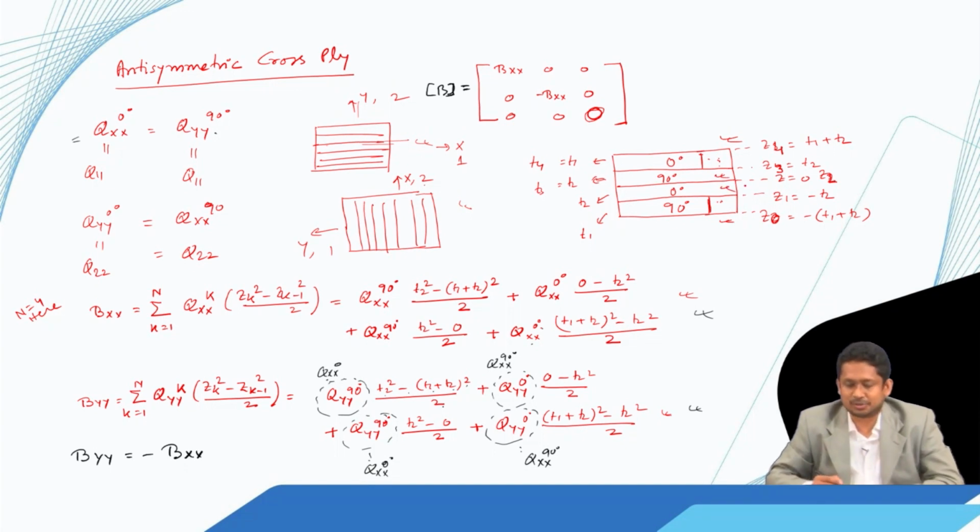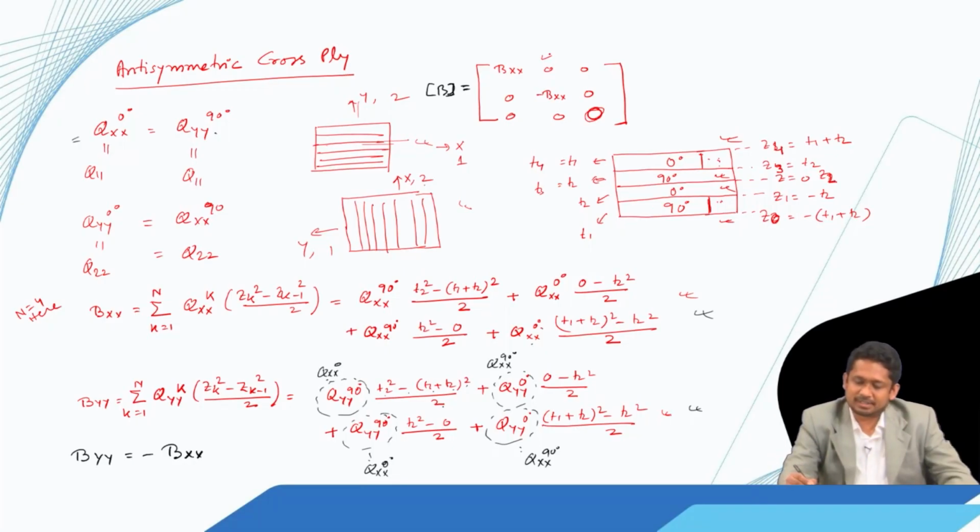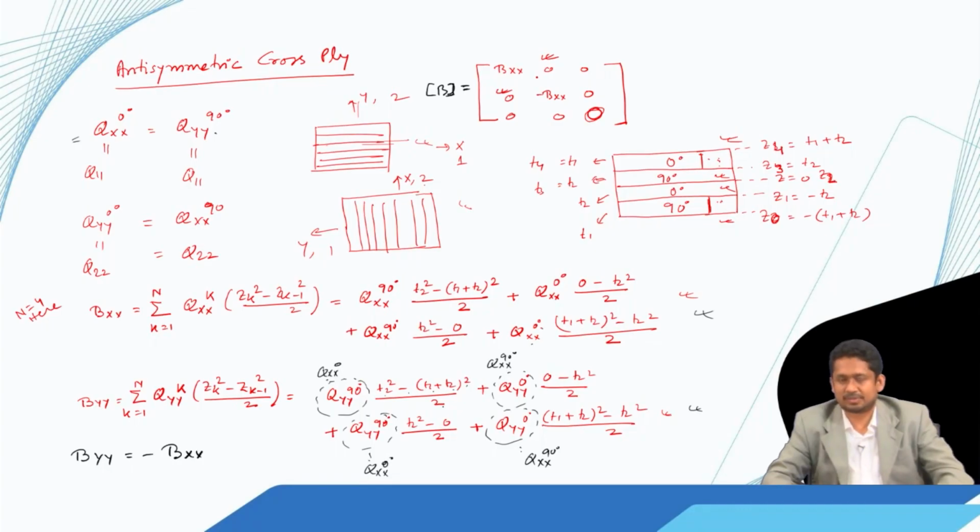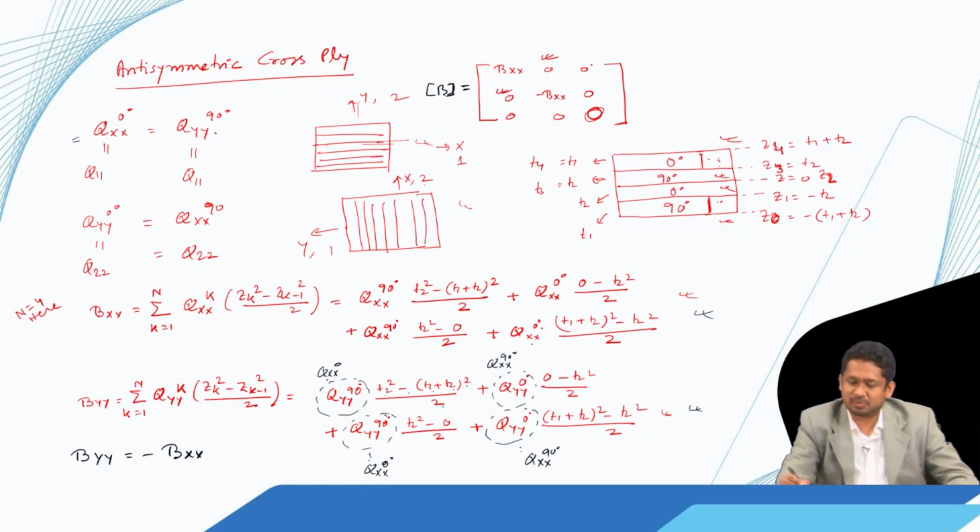So, Bss is also 0, and due to the same logic these two quantities are also 0, and it is balanced anyway. So, these terms are 0 and it is cross ply. So, these terms are also 0.